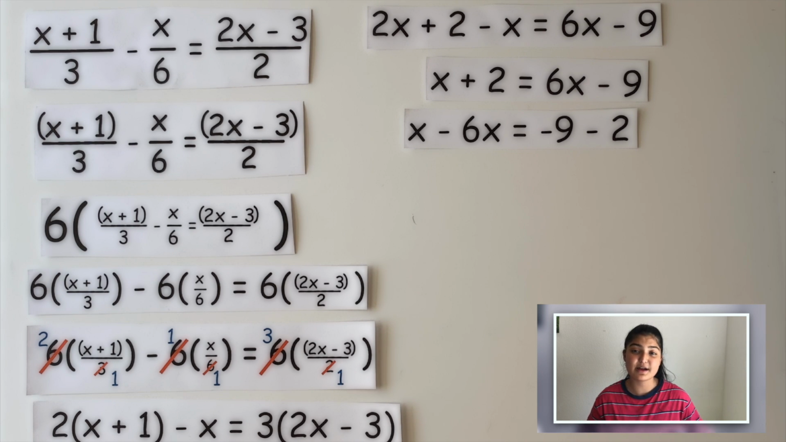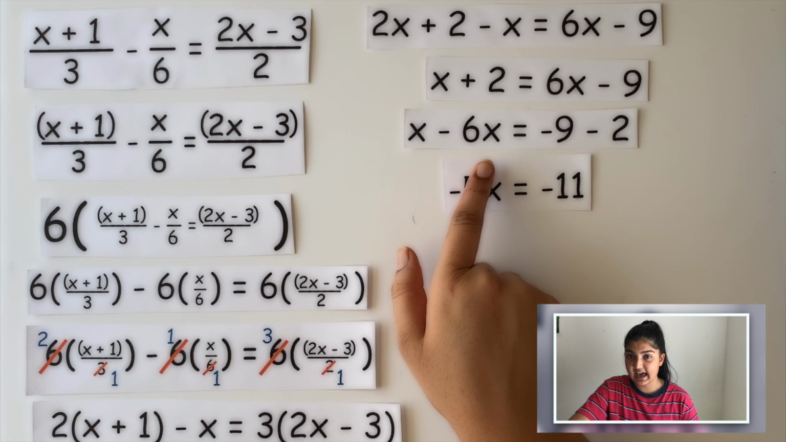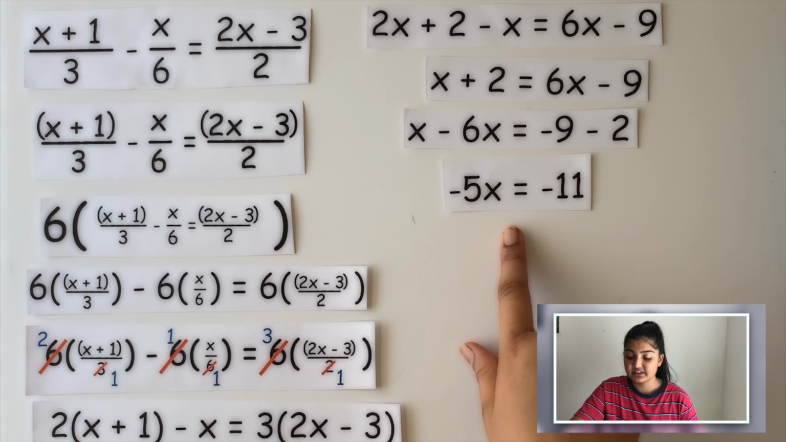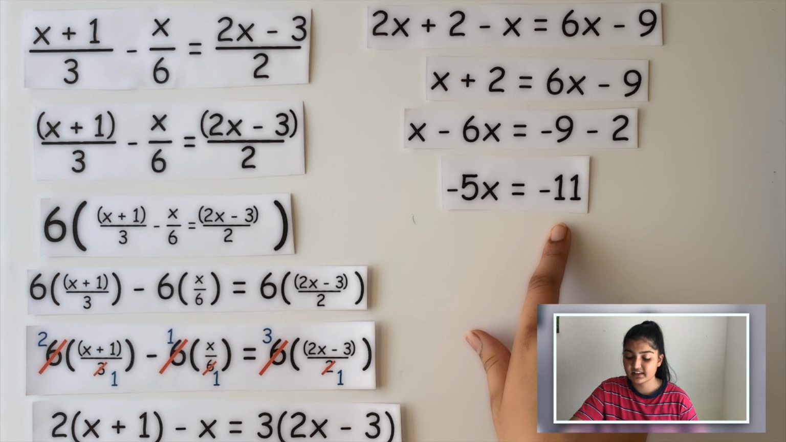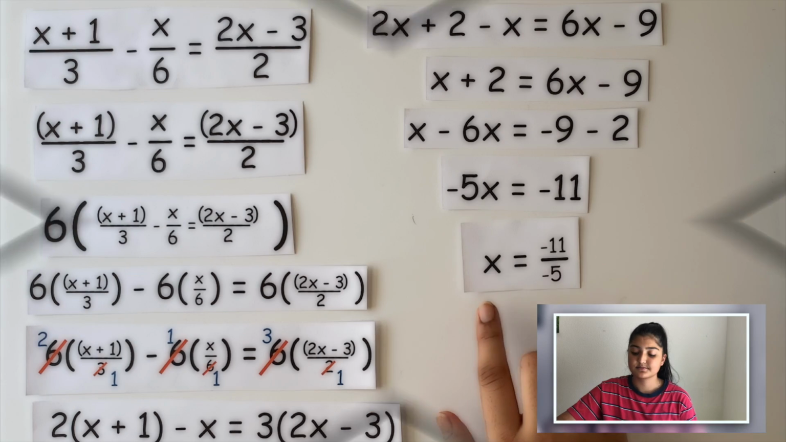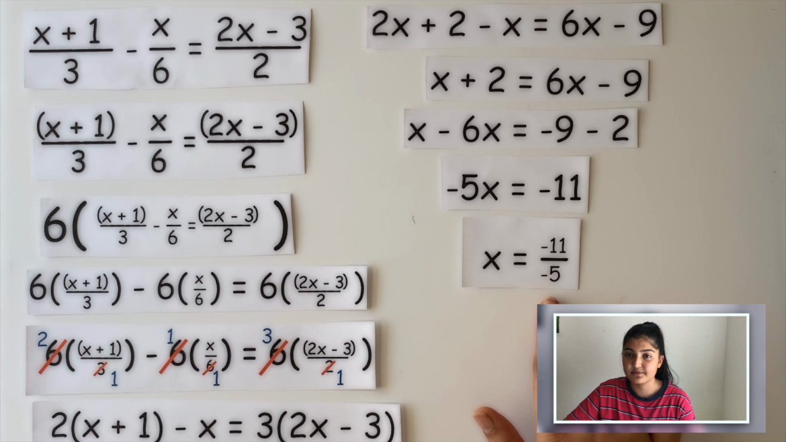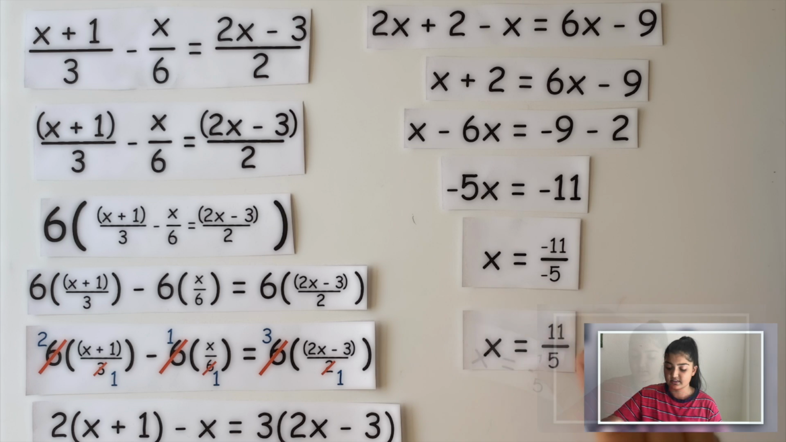Now, let's simplify both sides of the equation. X minus 6x is negative 5x, which is equal to negative 9 minus 2, or negative 11. Now, let's bring negative 5 to this side of the equation. So, x is equal to negative 11 over negative 5. Now, we can cancel out these negative signs, which gives us a solution of x is equal to 11 over 5.